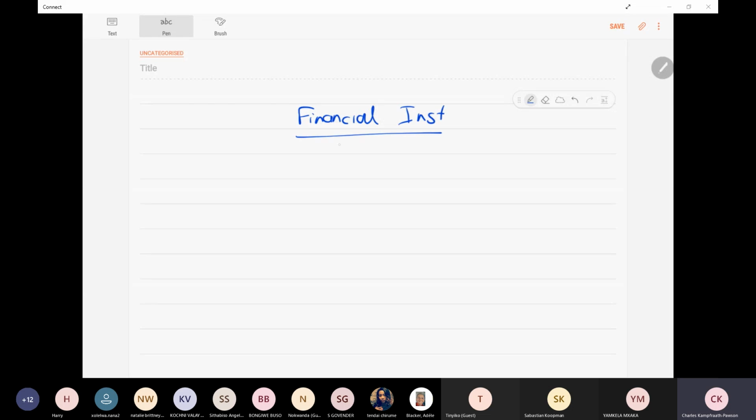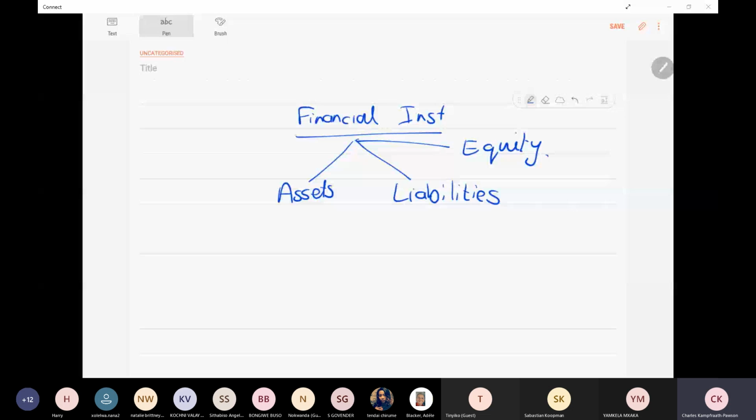If we look at financial instruments, you must realize that we are talking about assets on the one hand, liabilities on the other hand, and equity. Very important in your preparation for the exam is you need to be able to distinguish what is a financial asset, what is a financial liability, and what is an equity instrument.